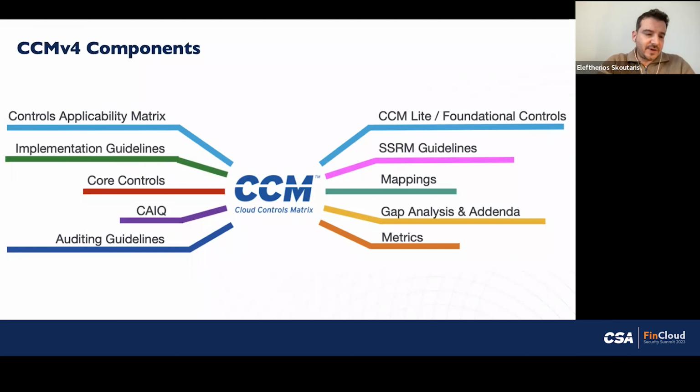Right, so let's mention a few very briefly. The first is the controls applicability matrix, right? This component helps organizations understand the applicability, and SSRM, as mentioned, implementation responsibility of the controls per each one of the cloud service models, IaaS, PaaS, and SaaS. The implementation and auditing guidelines, which are supplementary components as well to the core controls, and aim to provide guidance on how a cloud organization should properly approach the implementation and assessment respectively of the control specifications in the CCM.